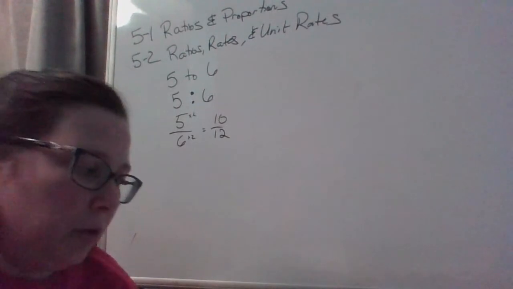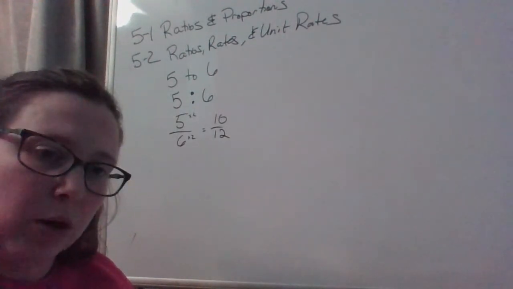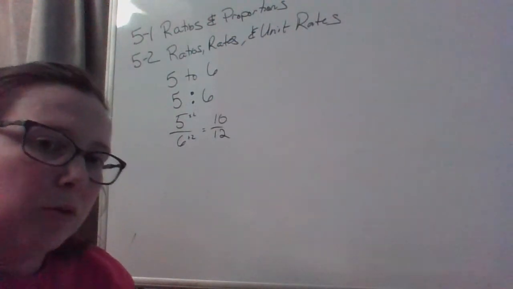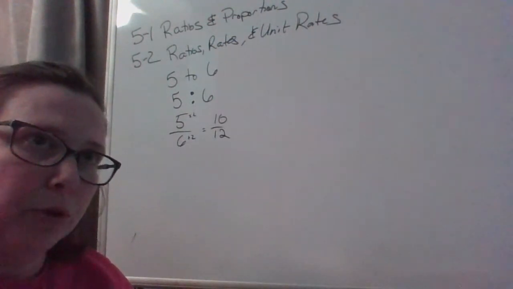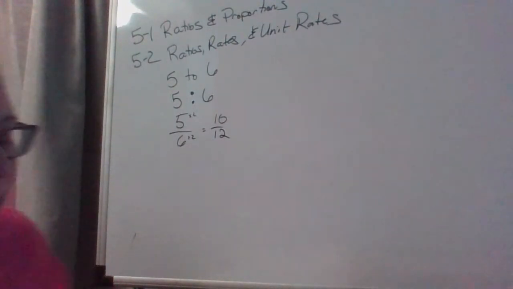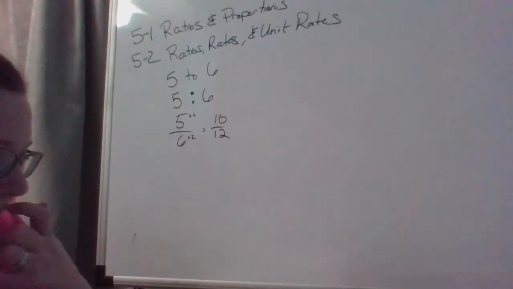So unit rates are really handy, and essentially you are just reducing your denominator to be 1, which means that you're going to divide both your numerator and your denominator by the same thing and reduce that denominator to 1. So we're going to look at some examples of each of these.